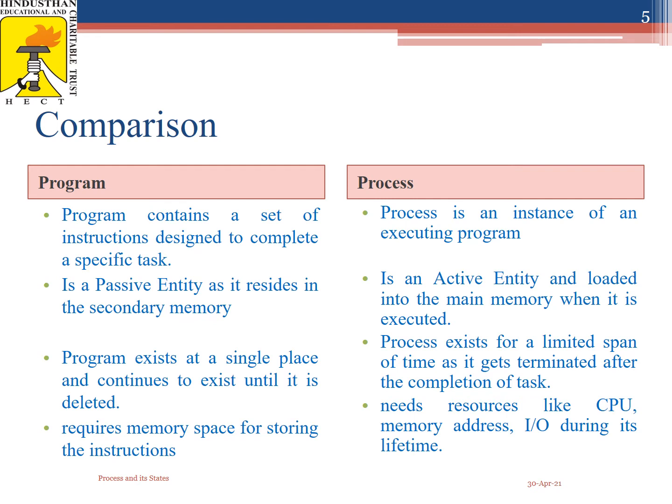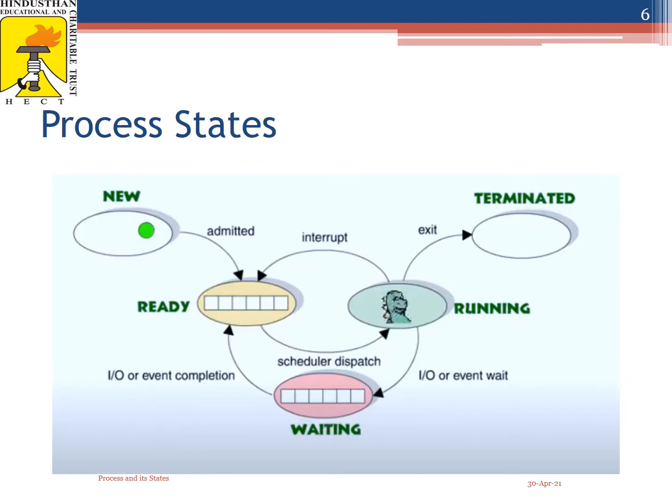Fourth one is that the program requires memory to store the instruction, but the process requires set of resources to complete the assigned task such as CPU, memory, I/O devices for its entire life cycle. When a process is created, it goes through the different states to complete the task. This diagram shows various states of the process such as new, ready, running, waiting and terminated states.